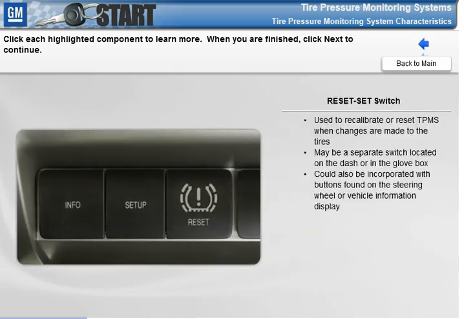The reset switch recalibrates or resets the TPMS whenever a driver or technician makes a change to a tire on the vehicle. The reset switch may be a separate switch located on the dash or in the glove box. Some vehicles incorporate the switch with the buttons found on the steering wheel or vehicle information display.